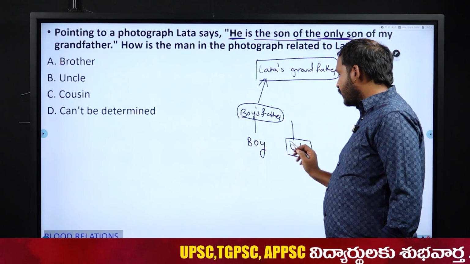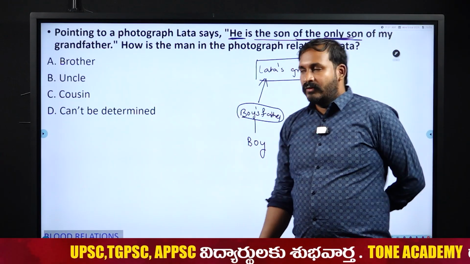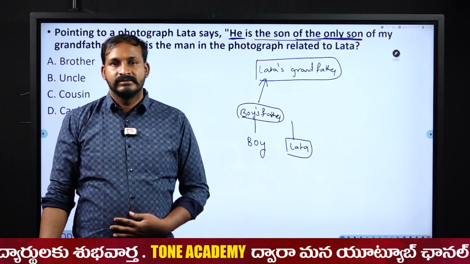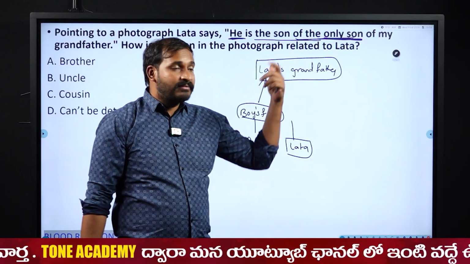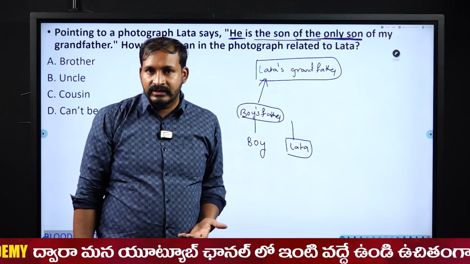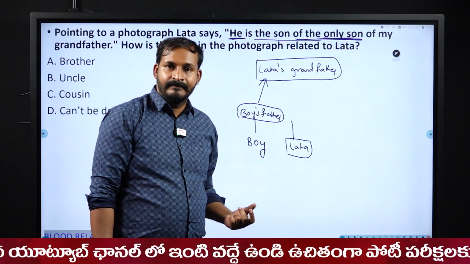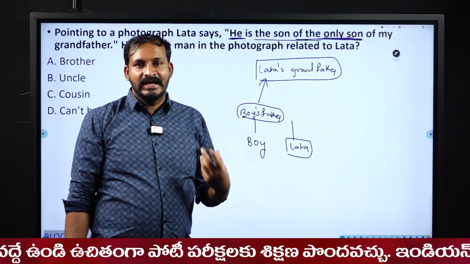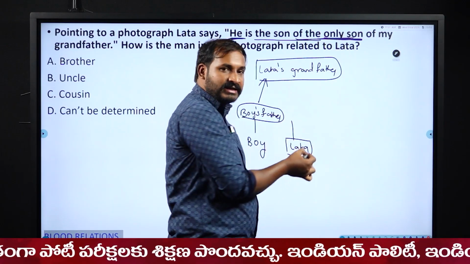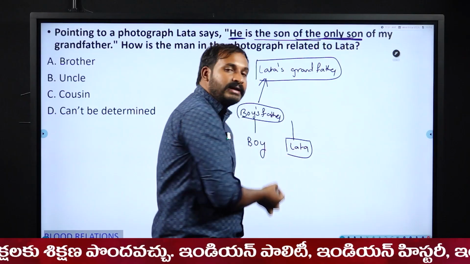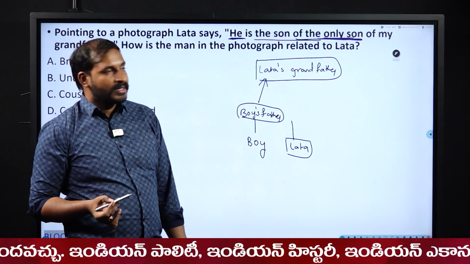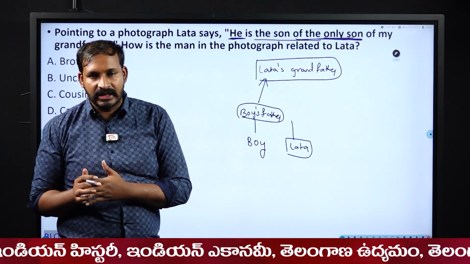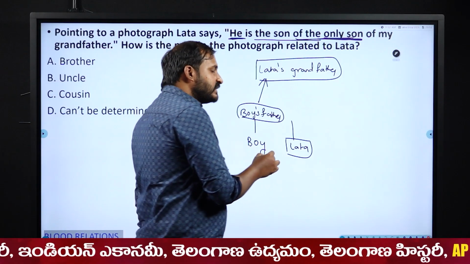Tell me. Boy, Lata. Now, see here, students. You will have one doubt. Only son, they said. But did they mention only child? No, right? So, only son. Lata's grandfather can also have daughters, right? Lata can be the daughter of that lady. If they had clearly mentioned paternal grandfather, then definitely that boy and Lata will be brother and sister. But here it is only son, not only child. Only son means there might be a chance for having daughters also, right? So because of that reason, there is a chance for what?